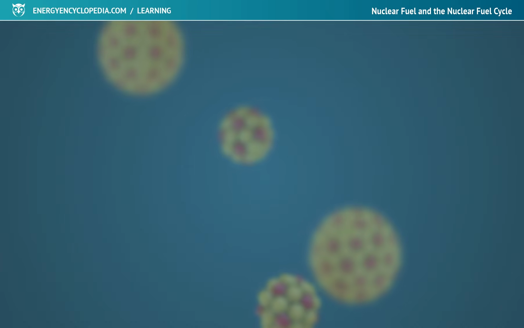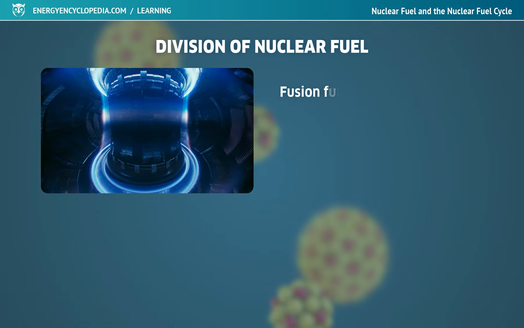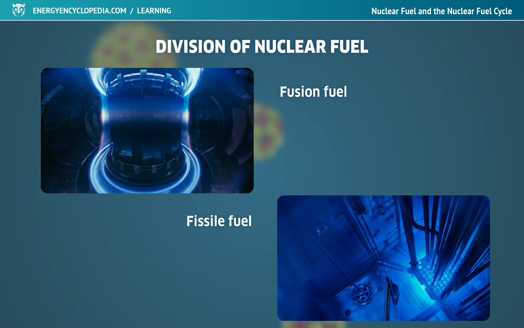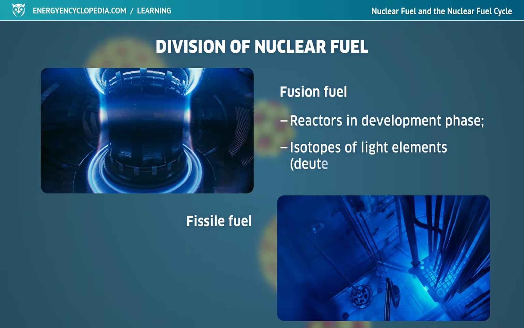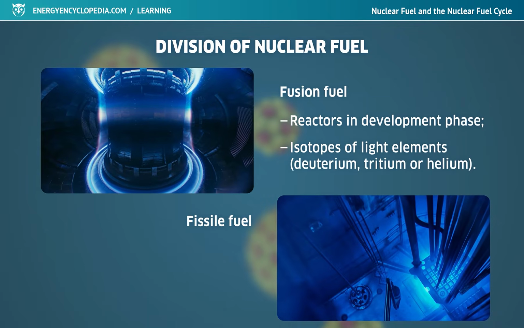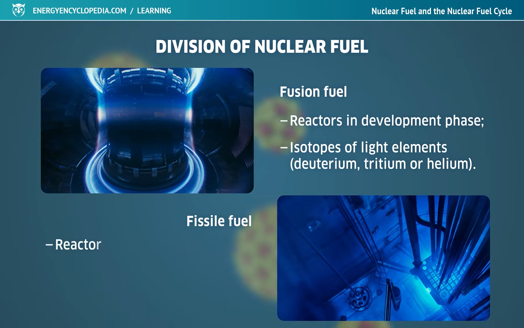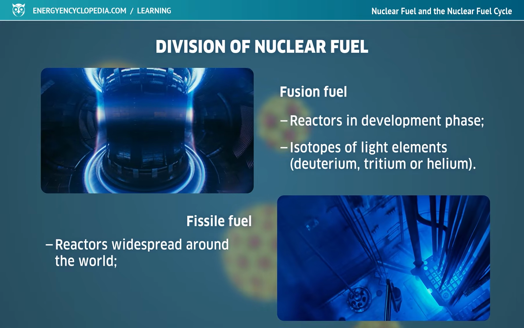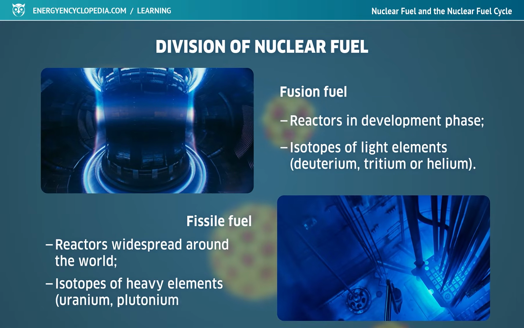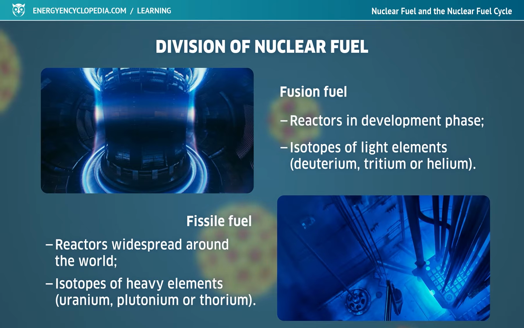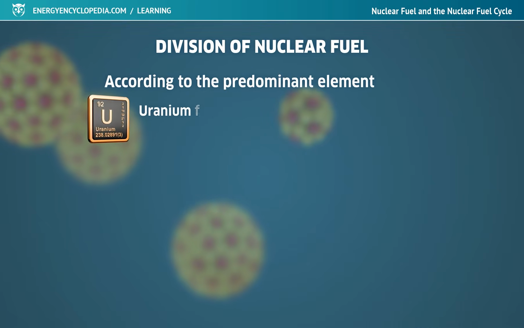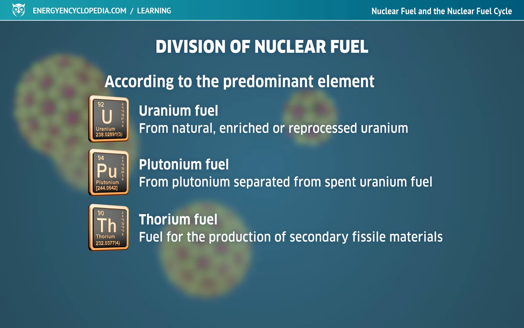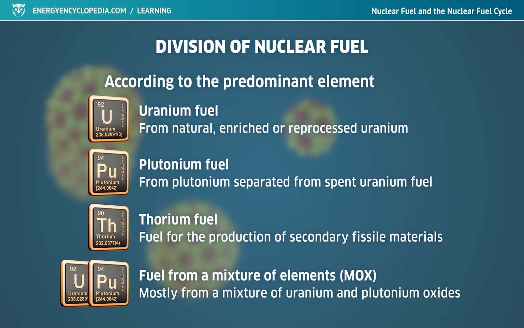The basic division of nuclear fuel must of course be the division into fusion fuel and fuel for fission reactors. Fusion reactors, which are still only in the development phase, generally include isotopes of light elements, such as deuterium, tritium, and helium. Fission reactors, which are relatively widespread around the world, on the other hand, can easily handle fuels with nuclei of isotopes of heavy elements, mainly uranium, plutonium, and thorium. By enumerating the elements, we arrive at the second type of division of nuclear fuel, according to the predominant element making up the fuel, or a mixture of elements, as in the case of MOX fuel.